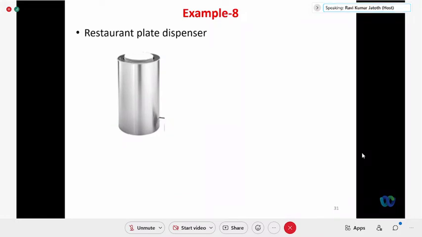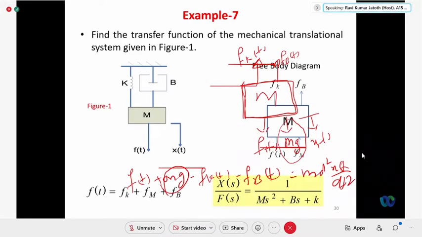Once again, why do we neglect mg? Because mg is a constant force, right? The initial condition is also a constant. When you add up constants, your equation becomes complex. So generally the constant forces we neglect, and when we analyze, wherever it is used, there we add it up.